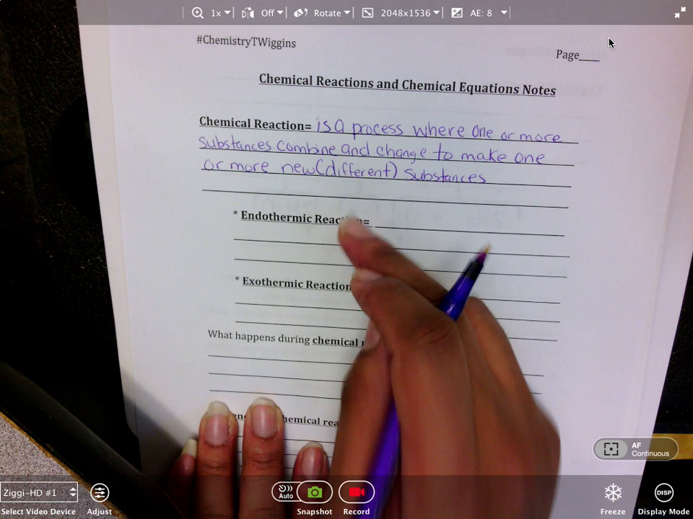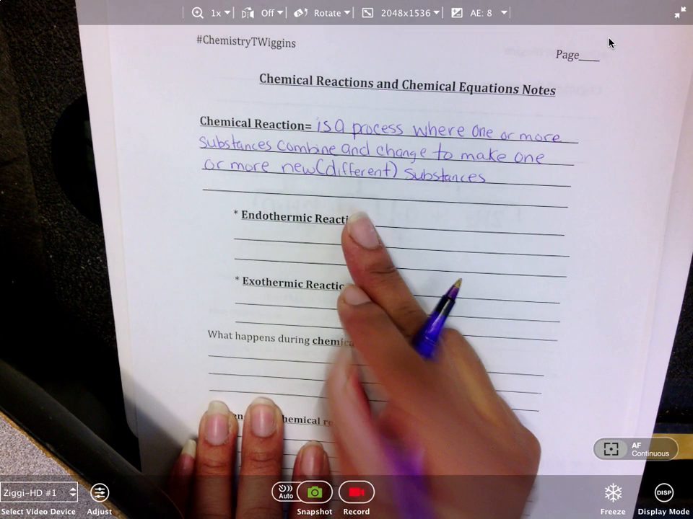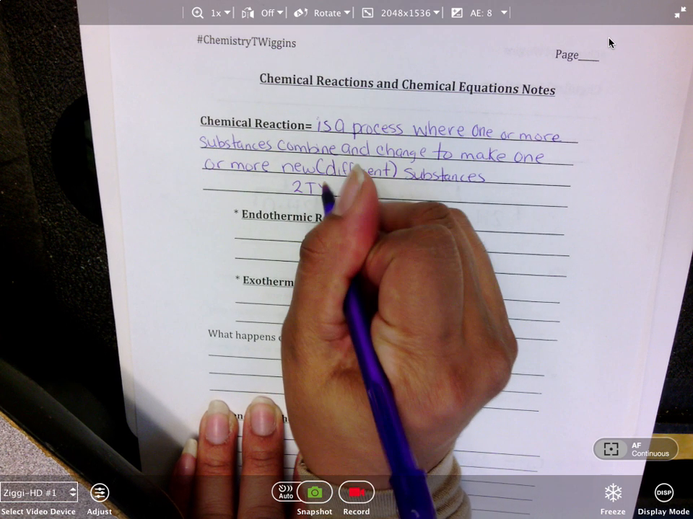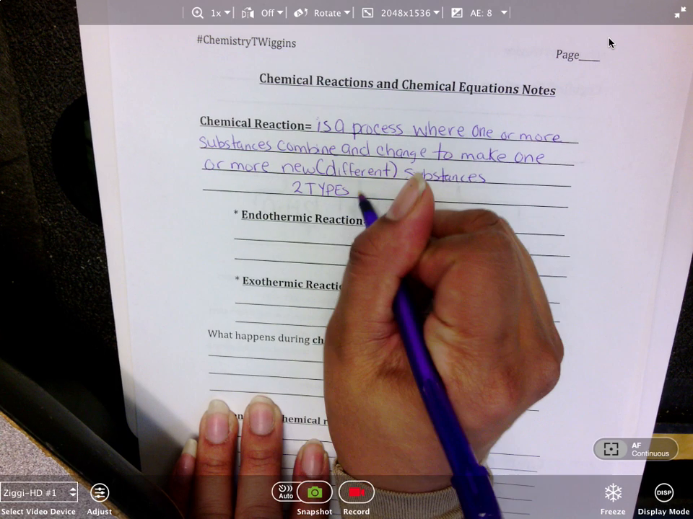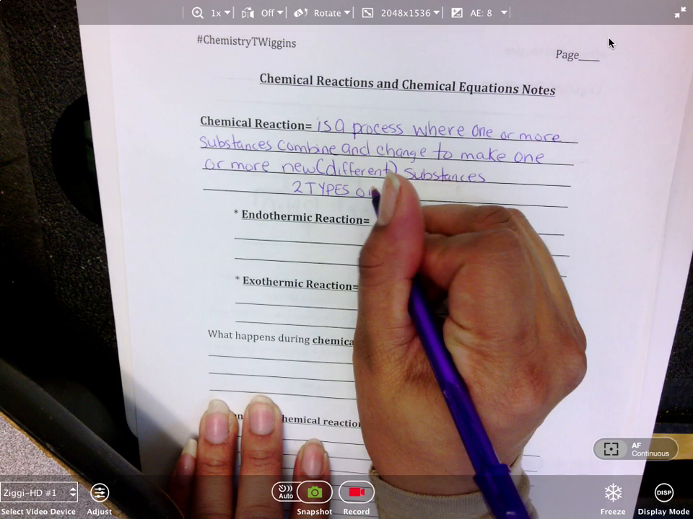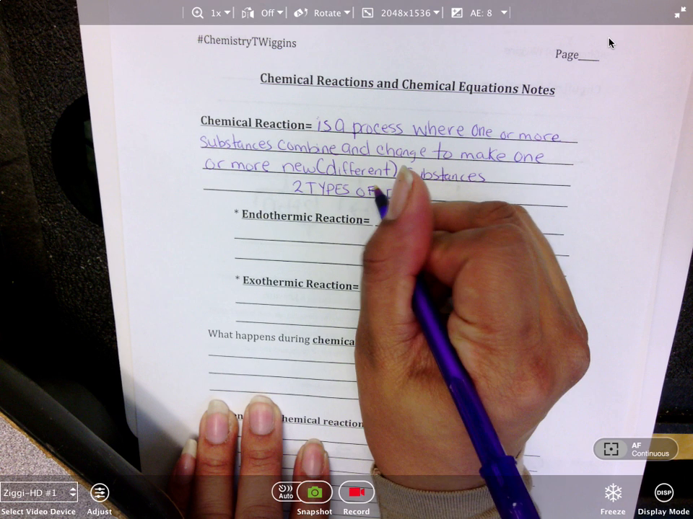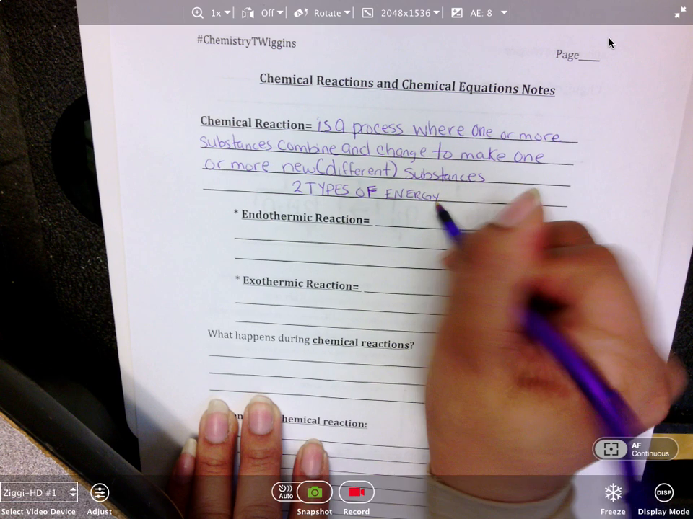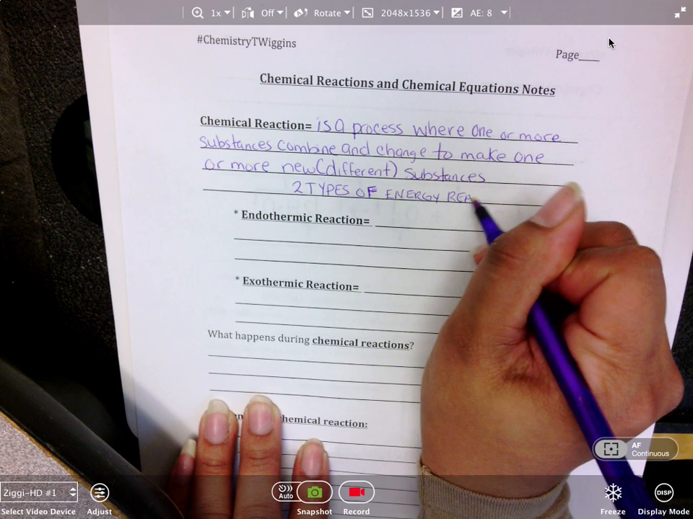Down here, we have two types of energy reactions. So we're going to list that here. Two types of energy reactions. Sorry about the handwriting, I'm trying to write lopsided. Duran, move up to the front.